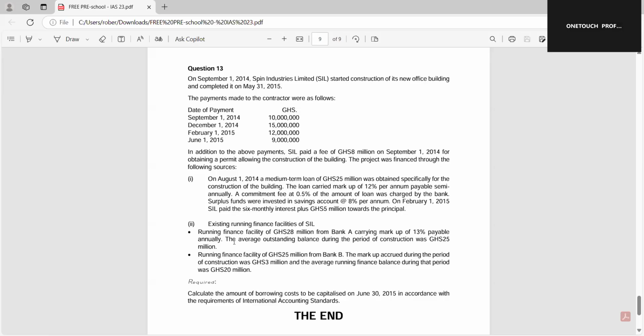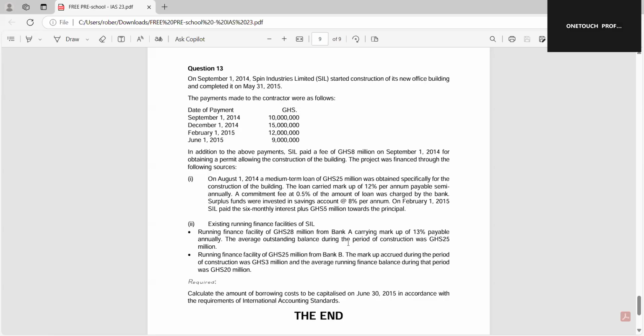I'm talking about the second point in II. The second one is a running finance facility of 25 from Bank B. So there are two different loans: 25 million from Bank A and 25 million from Bank B. They are different, right? Maybe I was overthinking, because when you check the second loan in the existing loans, the rate is the same as in I. So I was thinking the same loan was repeated over here.